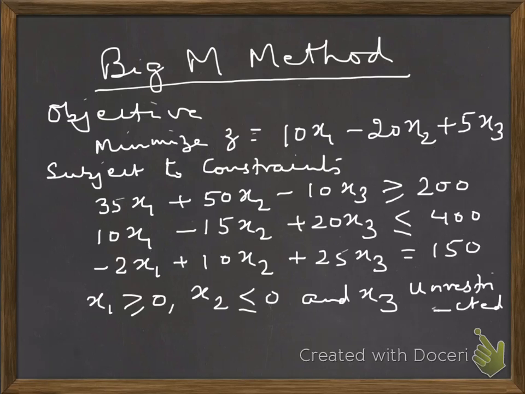For the simplex method, it is necessary that all the decision variables are non-negative. But here we have x1 greater than equal to 0, but x2 and x3 are not meeting that criterion. So we'll have to do some substitution so that the decision variables become non-negative.